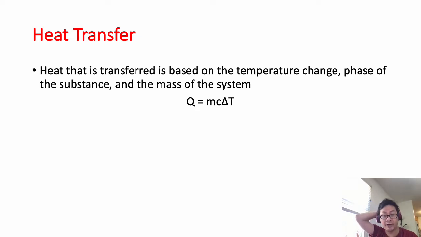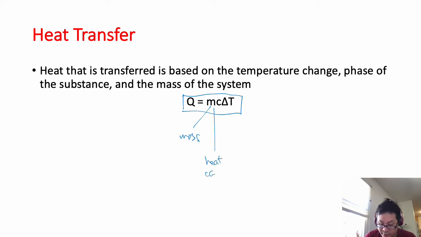And we will have the equation of heat transfer. Q in this case is heat transfer. By definition, heat is transferred based on the temperature change, the phase of the substance, and the mass of the system. Mass, heat capacity, and temperature change.